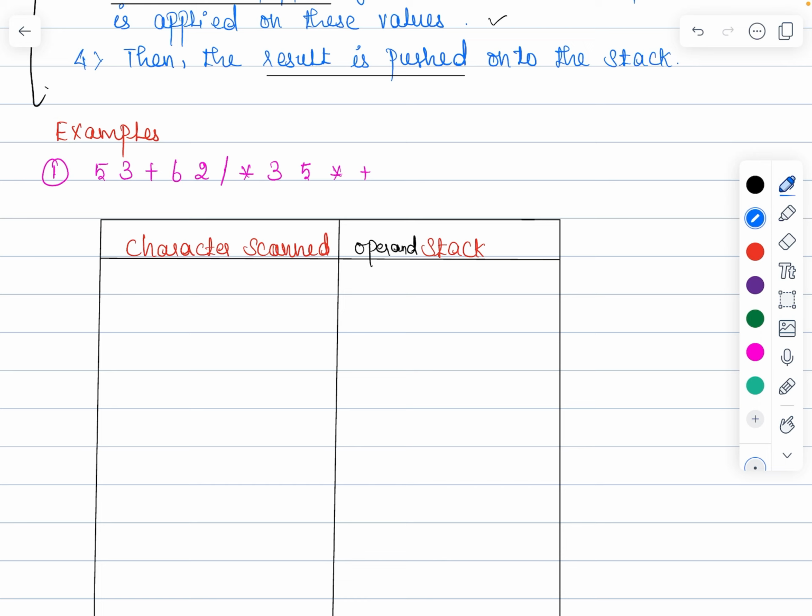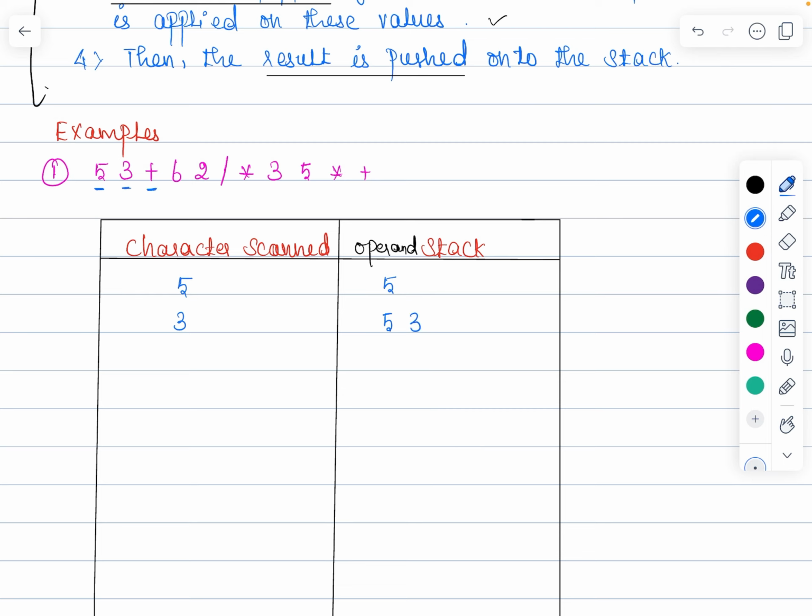Let's solve it one by one. The very first step is to scan every character from left to right. The very first character is 5, which is an operand. Since it is an operand, push it onto the stack. The next symbol is again an operand, so push it onto the stack again. Now 5 and 3 are in the stack.